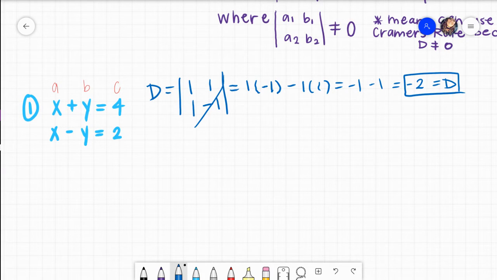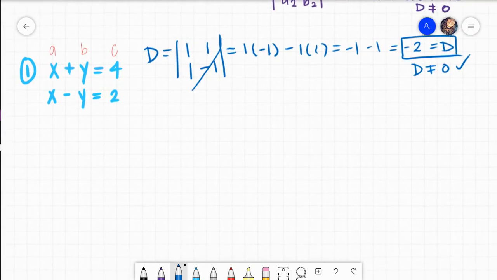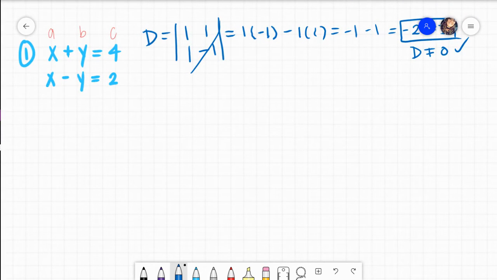Okay, now, y'all, do you agree with me? My determinant does not equal 0, right? That's great, because that means I can use Cramer's rule. So let's go ahead and find our x first.